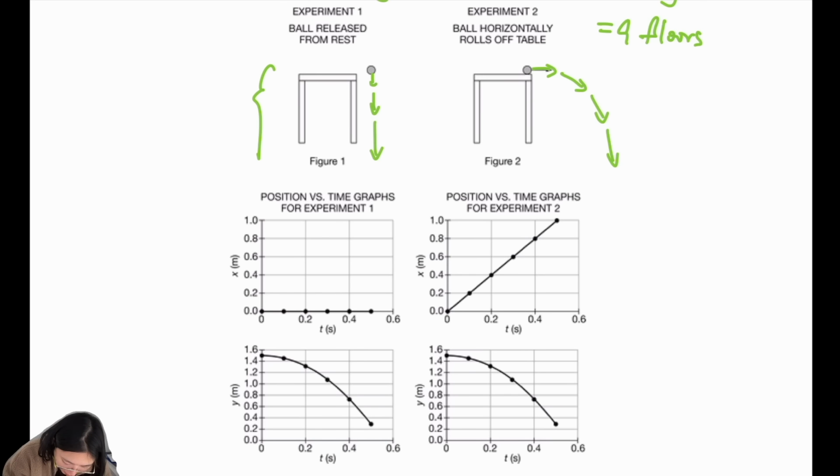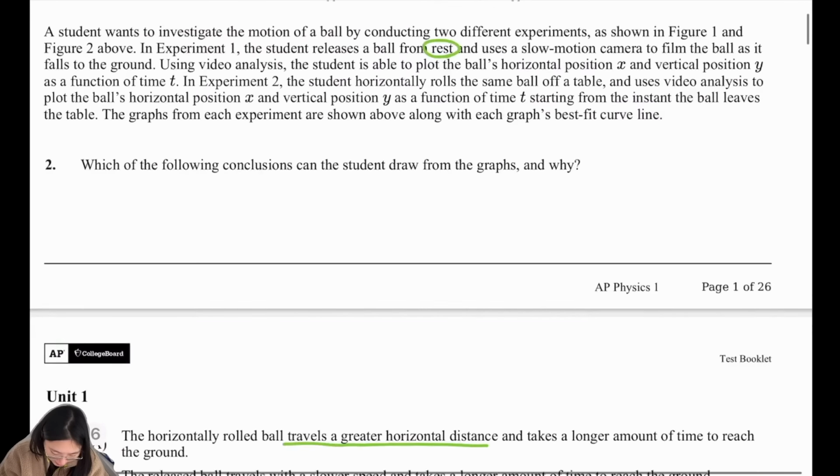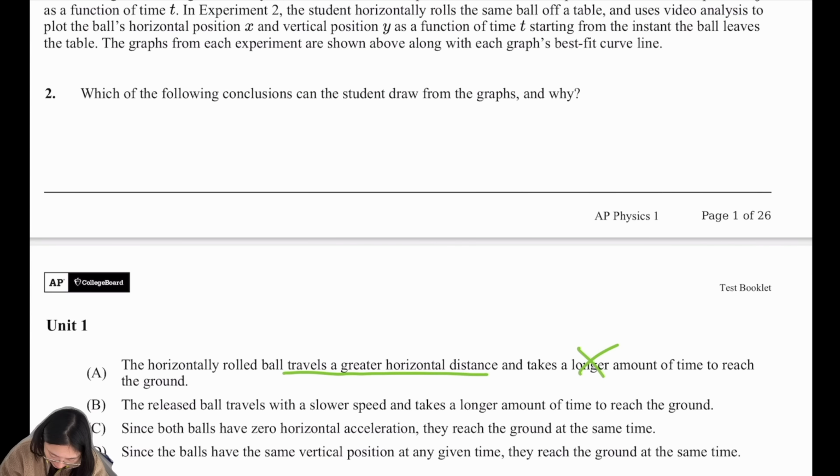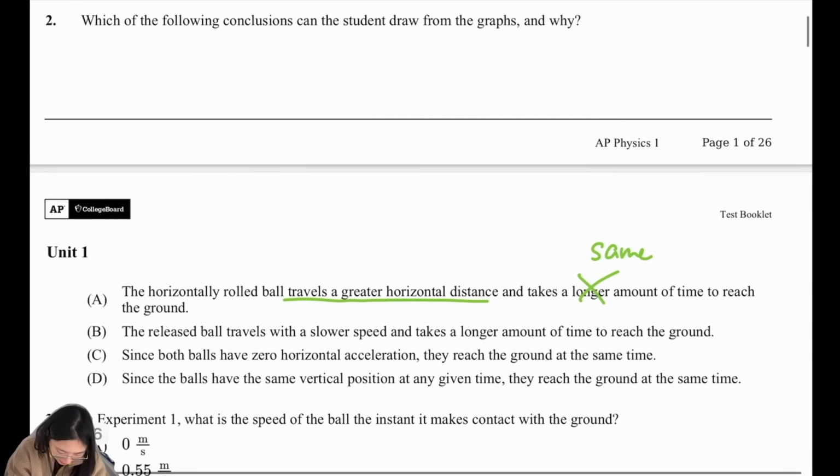They have traveled the same vertical displacement. Their initial vertical velocities are exactly the same. Both have an initial vertical velocity of 0, and both are experiencing the same vertical acceleration of 9.8 meters per second squared. So the second part is not correct. It's the same amount of time. So A is not true.